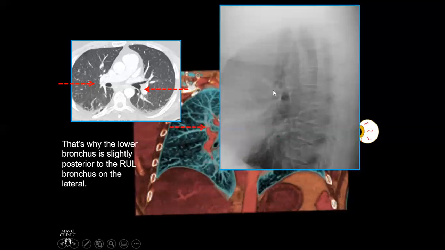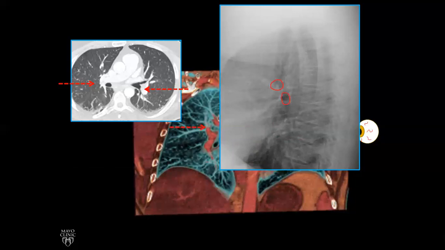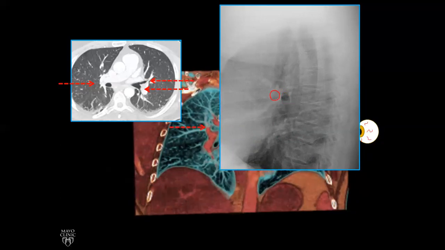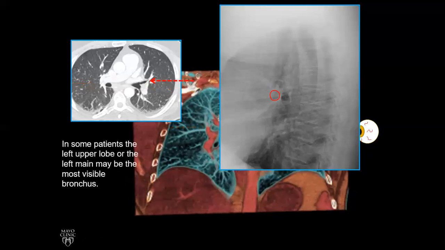In other people, you might see the left main bronchus, and it'll be a little different. So there's the right upper lobe bronchus. There's a left lower lobe bronchus in this patient. And in this patient, you can see the left upper lobe bronchus, which is here. It's slightly visible on the lateral, use your imagination there, but not as clearly as the left lower because it's not as big and it's not as directly in the left to right plane. So you may see in a given patient the left lower lobe, the left upper, or actually the left main itself before they bifurcate. And so in some patients, the left upper lobe or the left main may be more visible.